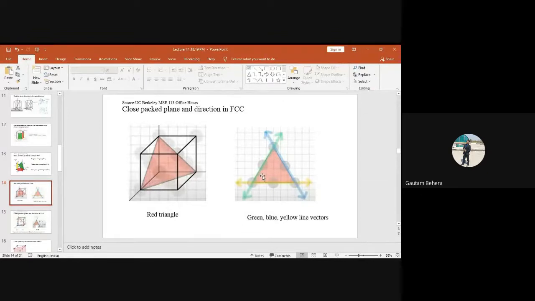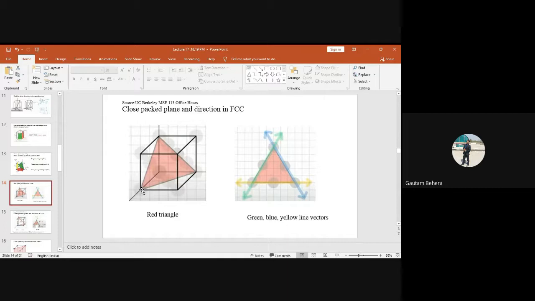Now, what about the directions? Close packed directions. Just imagine you have a face centered cubic unit cell, and atoms are present at the center of each face. So the face diagonal will be the close packed directions, obviously. That will be shown here: this green line, this yellow, blue direction, and this yellow direction. All are close packed directions, right? So you can move in this direction. This is one close packed direction, this is one, and this is one. All are face diagonals. Yes or no?